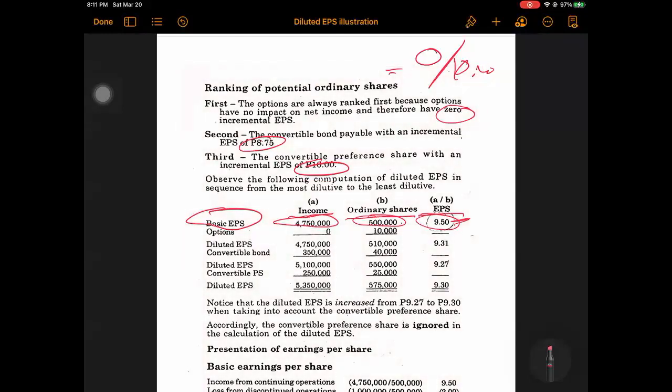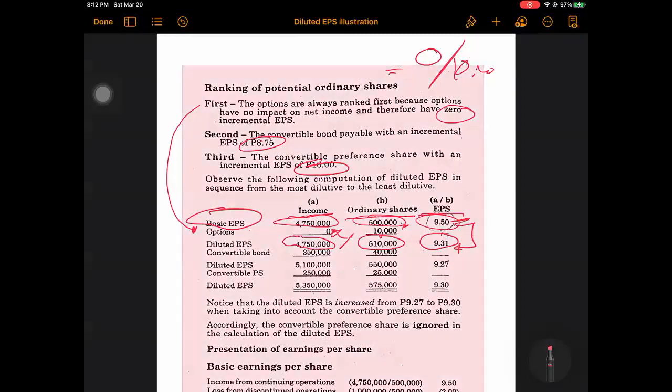Since the first priority is the option, unahon na nato si option. Og add, di ba? So under option, walay effect sa imong income. Tapos ordinary share, we have incremental ordinary share of 10,000. So madungagan na karon. So diluted, atong income base amount 4,750 divided by 510. That's 9.31. Therefore, si options, dilutive yun siya. Why? Because from 9.50, di ba, niubos sa 9.31.